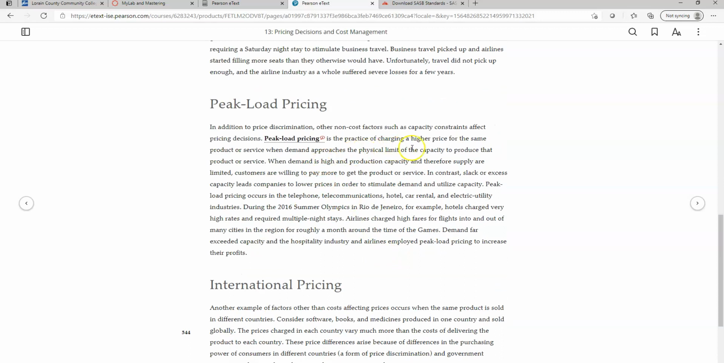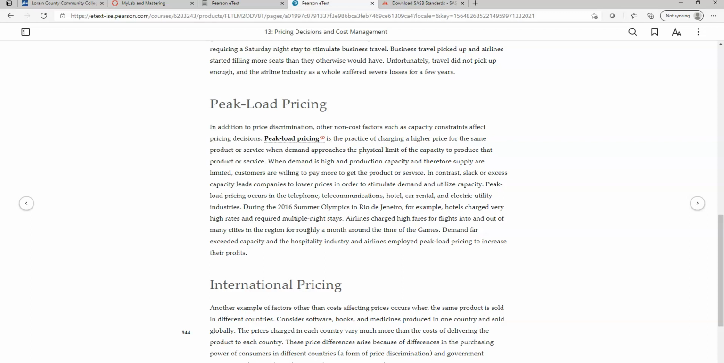Peak load pricing is charging a higher price for the same product or service when demand approaches a physical limit of capacity. Let's say, for example, we're in a hotel, the Summer Olympics in Rio de Janeiro. You can think of this situation if you live in a city that has an all-star baseball game or the NBA all-star game or whatever. A special event that's going to bring everybody to your city. What's going to happen is that the hotels are going to sell out, rental cars are going to sell out, and there's only a limited supply of hotel rooms. It's not like you can just pop up a hotel in the next 2 weeks. So hotel rooms are going to be limited.